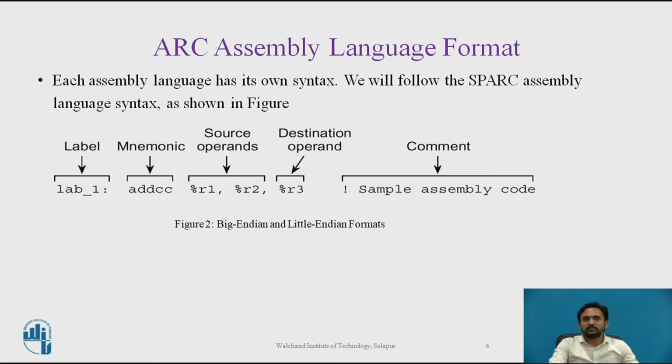A label consists of a combination of alphabetic or numeric characters, underscore signs and periods, as long as the first character is not a digit. A label must be followed by a colon, and the language is sensitive to case, so a distinction is made between upper and lower case letters. On the left side we can see the two registers R1 and R2, which are the source operands, and on the right side of the instruction we are using the target register, that is R3, and the exclamation mark is used for the comment section.